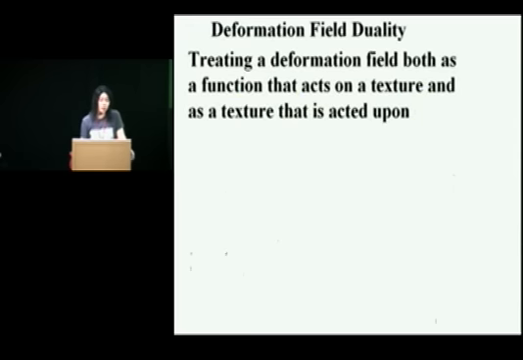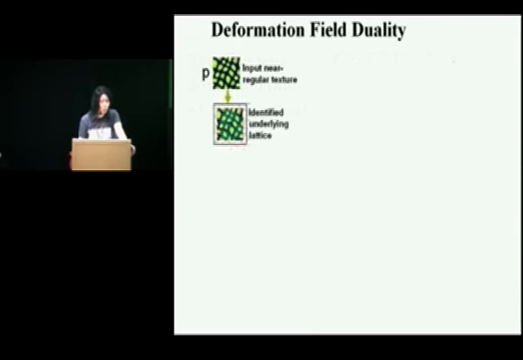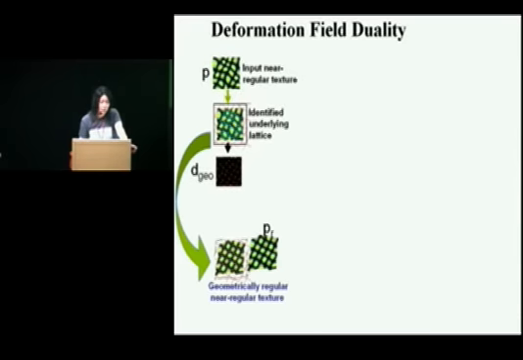Here I'm going through very quickly the algorithm that we proposed to synthesize this deformed version. Input data, supposedly using whatever method we found the underlying lattice, then this underlying lattice becomes basically a 2D lattice with delta x, delta y at each lattice point.